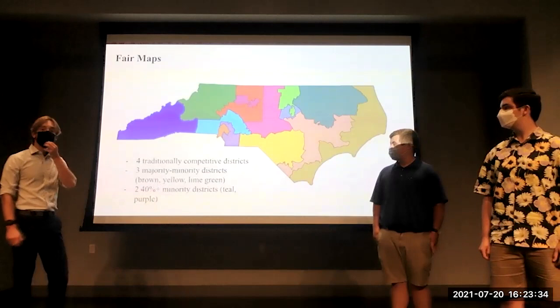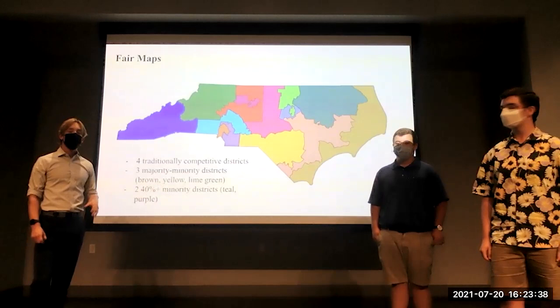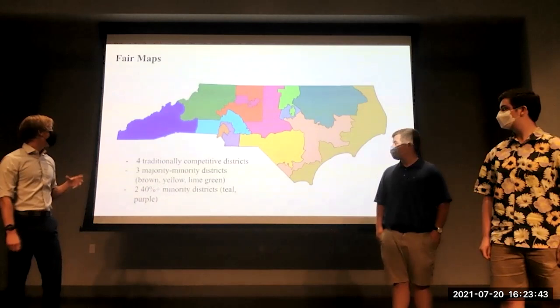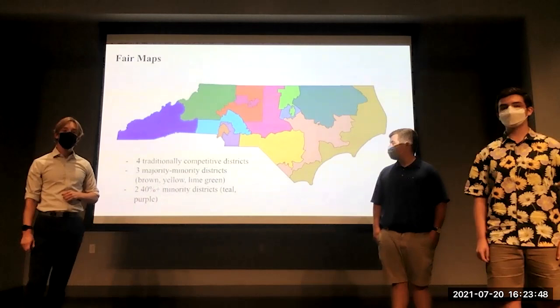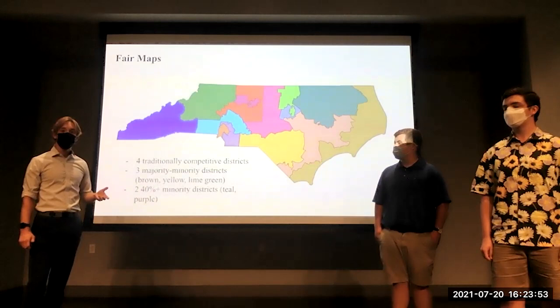And there are 3 majority minority districts. That means at least half the population is a minority group, and in North Carolina that's typically African Americans. Those districts are the brown one, the yellow one, and the lime green one. Lastly, it has 2 districts that are 40% or more minority. Those districts give a significant chance for a minority to get elected, but based on population constraints, we couldn't give a majority.